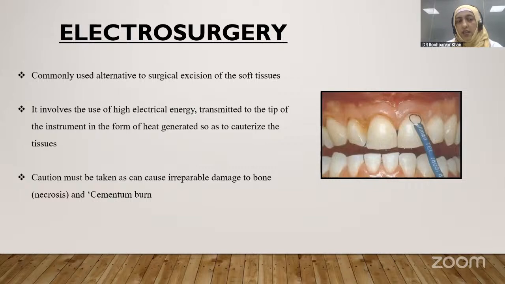Electrocautery. This is again a commonly used alternative to surgical excision of the soft tissues. It involves the use of high electrical energy transmitted to the tip of the instrument in the form of heat from a generator, and it will cauterize the tissue. Here also we should take caution to avoid excessive heat application to the tissues. Otherwise, it will cause necrosis or cementum burn.